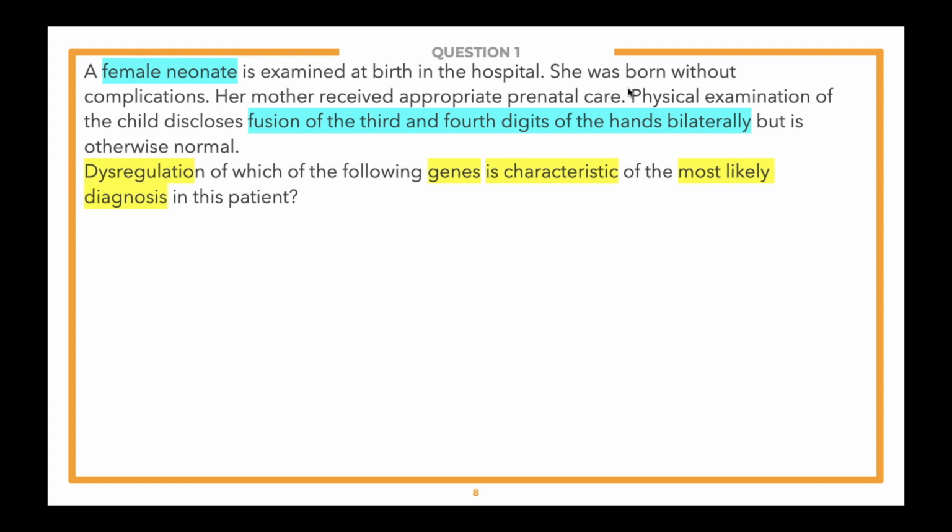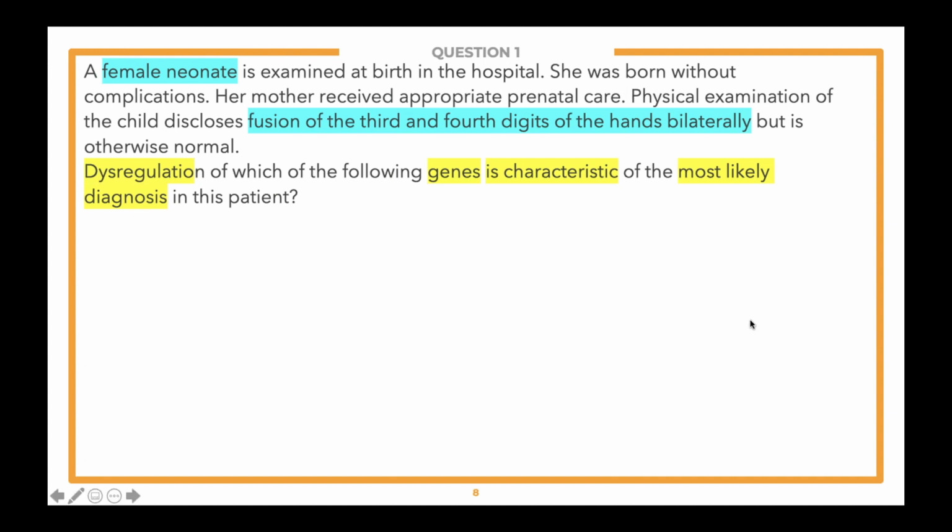Now in this question, they also told us about specific physical exam findings that are concerning: fusion of those digits of the hands bilaterally. As Sean read the lead-in initially, we knew this was asking about a gene question. So automatically now we're starting to see how things are clicking when we get that vignette.